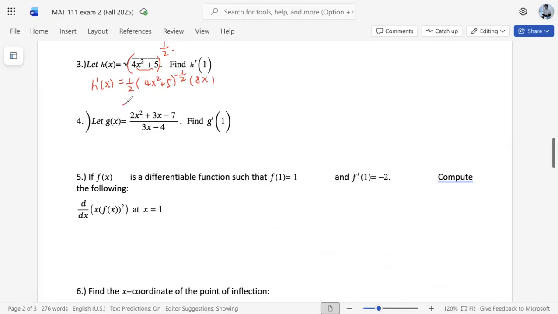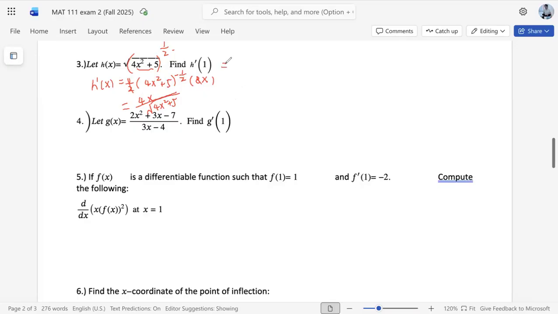Then we can simplify a little bit. We have this half times 8, that's 4. We put a 4x, right? Then this one is raised to negative half, that goes to the denominator. Well, raised to half is the square root of 4x squared plus 5. So we get 4x divided by the square root of 4x squared plus 5.